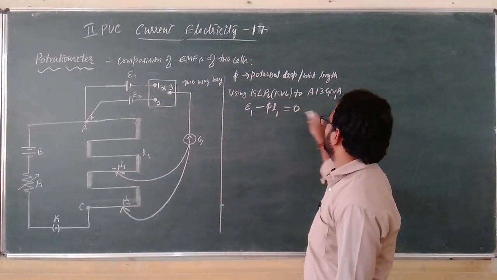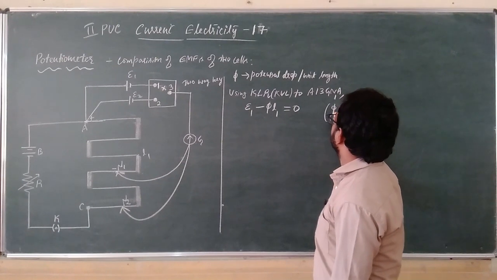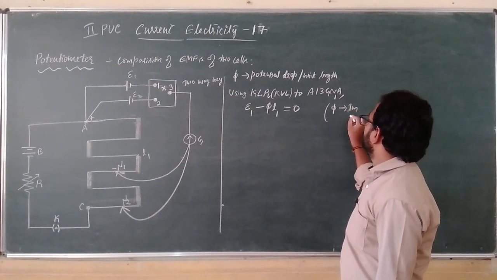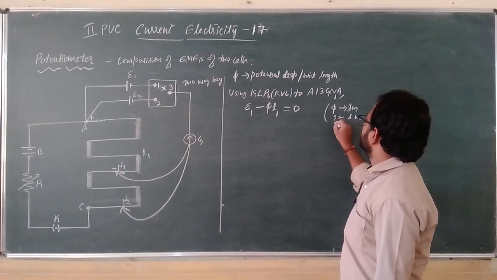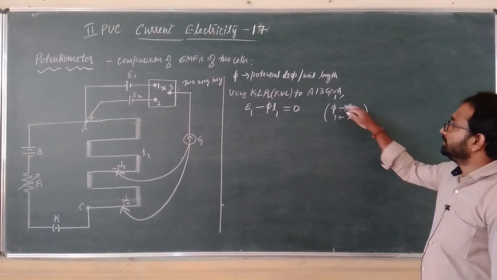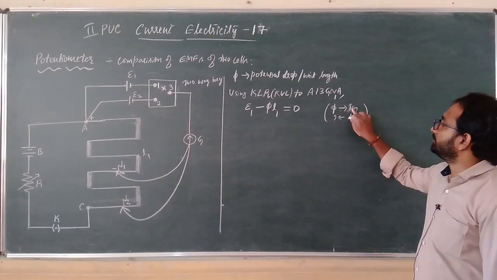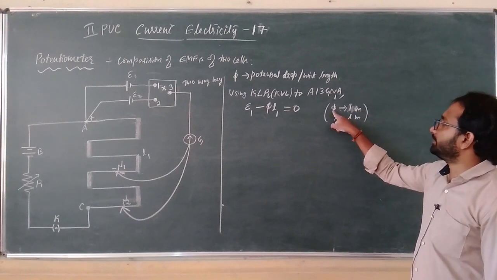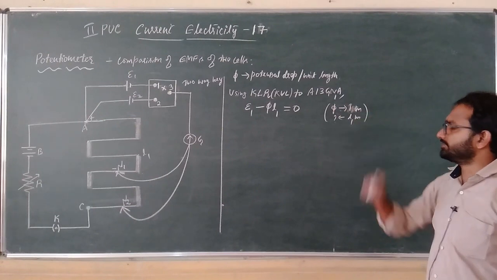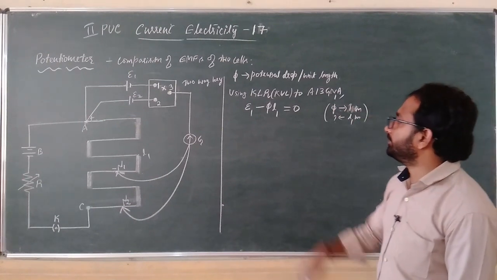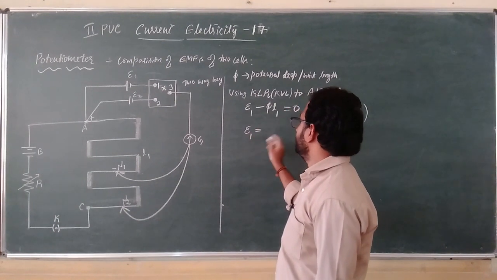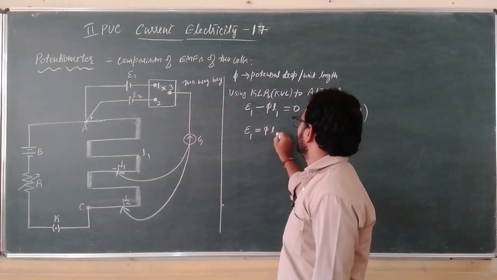Why is it phi into L1? Because for a unit length, phi is the potential drop. For a length of L meter, what is the potential drop? There is a cross multiplication, phi into L. Phi is the potential drop per unit length. For 1 meter length, what is the potential drop? That is phi. For L meter length or L1 meter length, it is phi into L1. Therefore E1 minus phi into L1 is equal to 0, which implies E1 is equal to phi into L1.